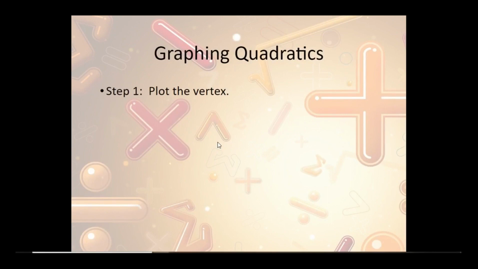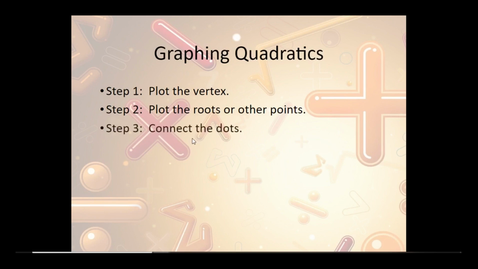First step is plot the vertex. So we need to find the vertex and then plot that. Then we plot the roots or other points. So if there's no roots or if the roots aren't easy to find, that's okay. Use a table and find 2 other points. So plug in values for x, solve for y, and plug those points in. Notice that it should be reflected. So whatever point I have on one side, I can just copy it to the other side. I don't actually have to solve for it anymore. Then I just connect the dots and form my U shape.